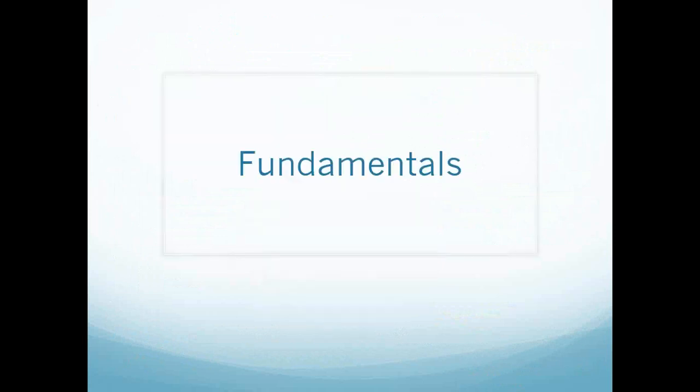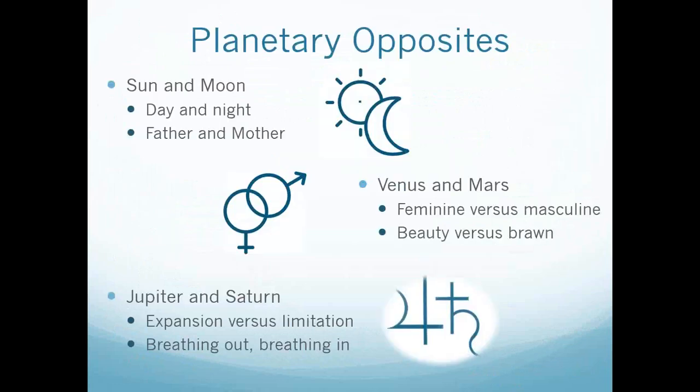Let's look at a few of the fundamental principles about the pairs of opposites. We can see some opposites through the expression of the planets: the sun and moon, day and night, father and mother, Venus and Mars, feminine versus masculine, beauty versus brawn, Jupiter and Saturn, expansion versus limitation. I like to think of it as breathing out and breathing in. Each has a specific purpose, and there are many others who work in concert as these do.